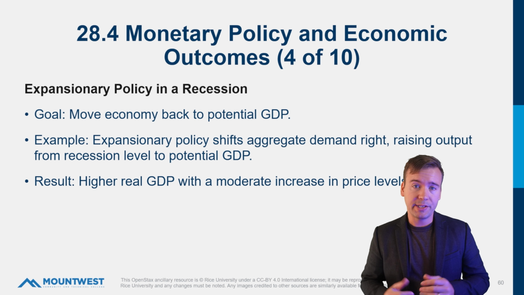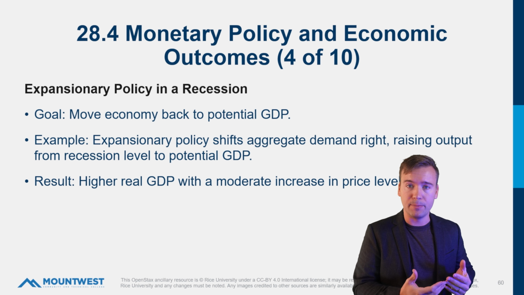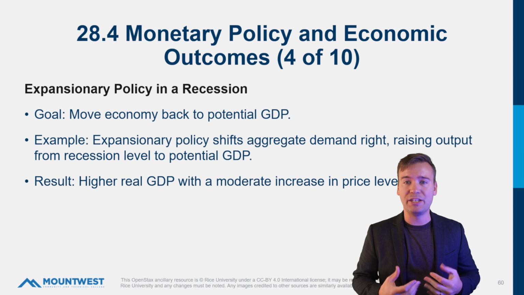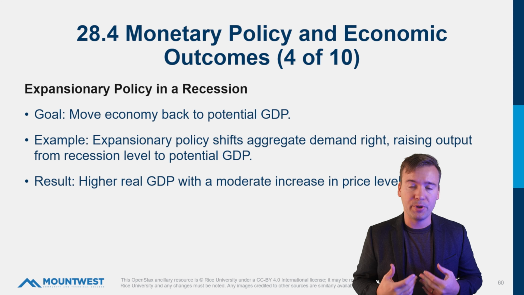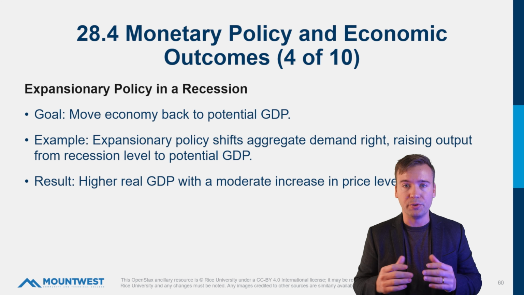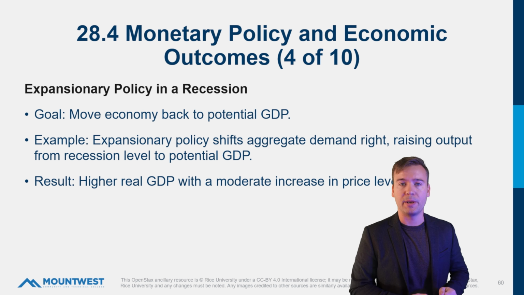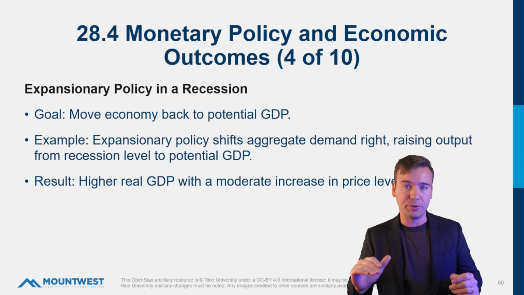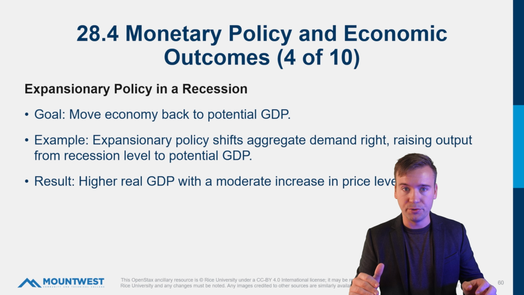Now, during a recession, the primary goal of expansionary monetary policy is to boost economic activity, bring the economy to its potential GDP, the level of output it can sustainably produce, and when resources are fully employed, right? We've talked about that when we talked about GDP. So in a recession, output is below this potential, which means high unemployment, unused capacity.